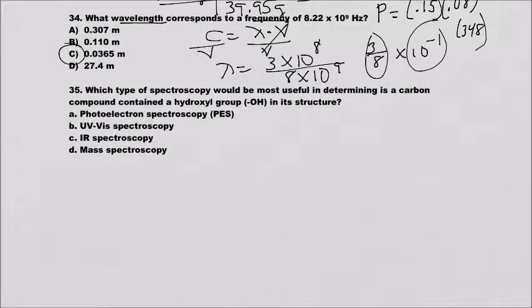Which type of spectroscopy would be the most useful in determining if a carbon compound contained a hydroxyl group in its structure? So a hydroxyl group is something attached. That's a functional group. We just have to remember which one, and hopefully you remember C.